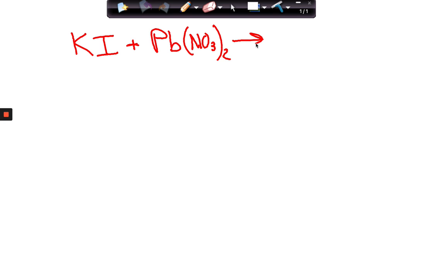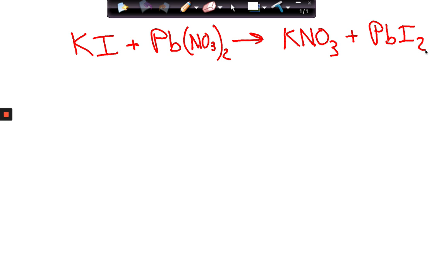Potassium is +1, nitrate is -1. So one of our products then is KNO3, and then lead is +2, iodine is -1. So our other product then would be PbI2.